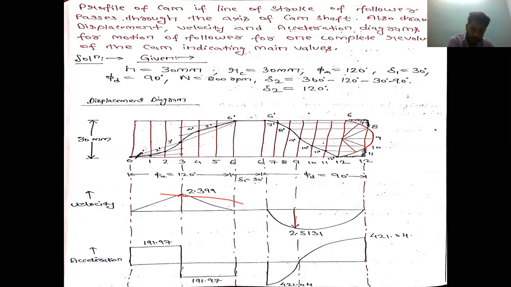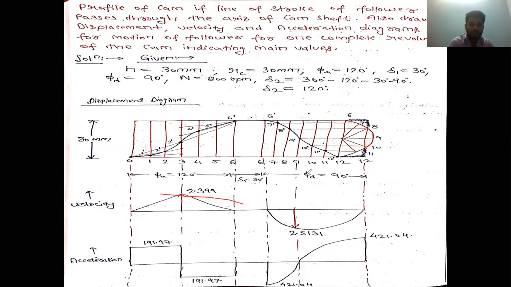Once you join 0, 1, 2, 3 till 6, here there is no movement, so it is a straight line. Again from 6 dash, you will join it freely till this 12. Now this diagram is your displacement diagram for this problem. The first part is with uniform acceleration and deceleration, and the second part is with simple harmonic motion. Is it clear? Any doubt in the displacement diagram?